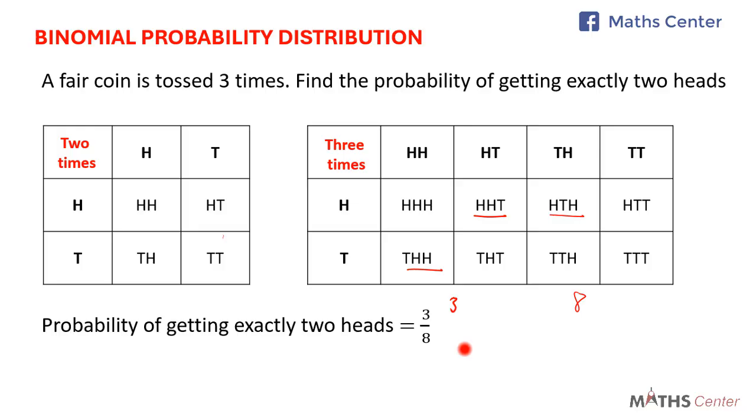As we have learned, tossing a coin is a binomial situation. In this lesson on binomial probability distribution, we are going to learn how to use the binomial probability distribution to find the probability of events like these when you have a binomial situation. So we are going to solve questions like this, but this time we are going to use the binomial probability distribution. Let's learn more about the binomial probability distribution.